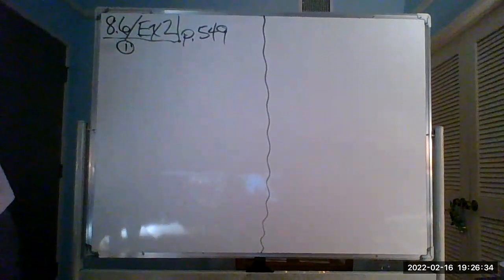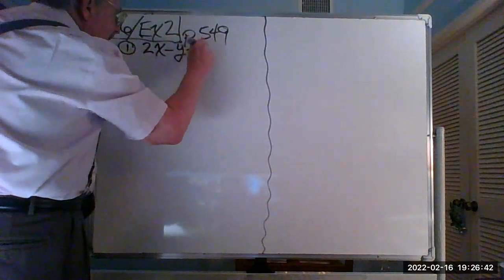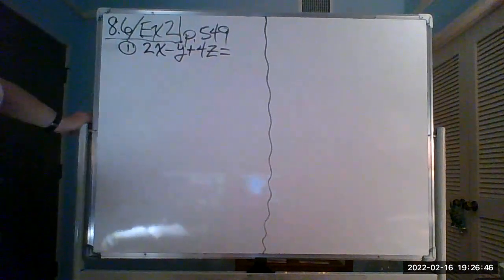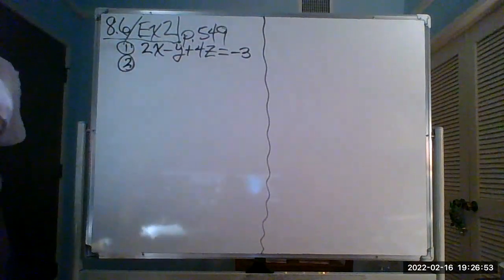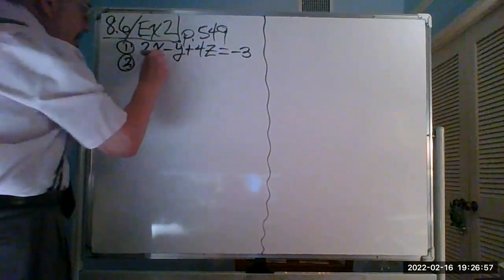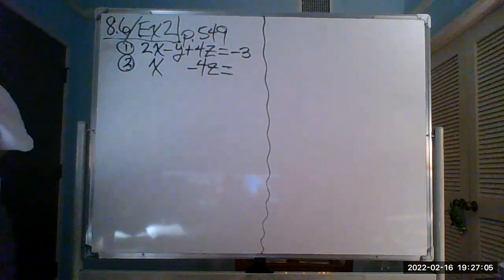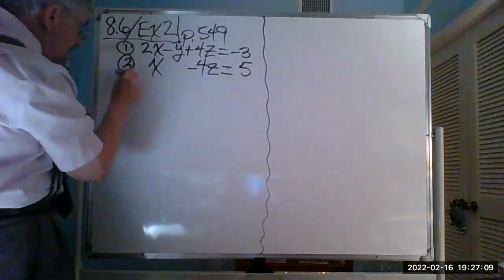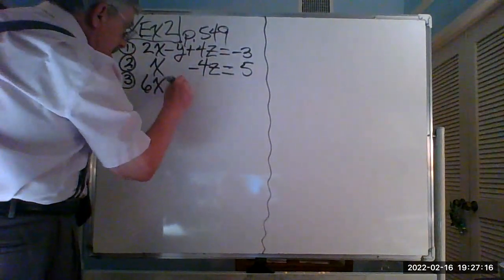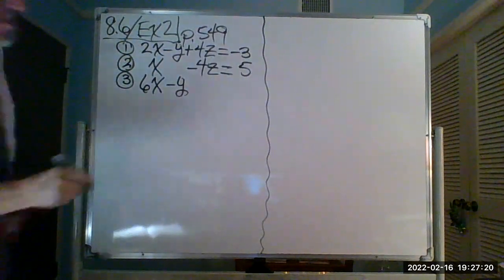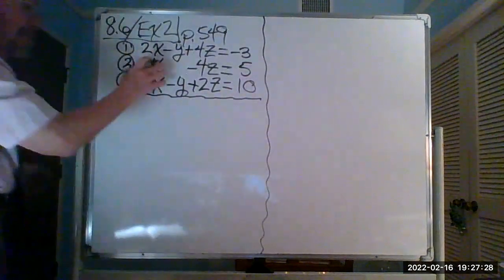So for equation 1, I have 2x minus y plus 4z equals negative 3. Then equation 2, I got a missing term, so I got x minus 4z. But notice once again, I'm lining stuff up, so I'll just leave a hole there, is equal to 5. Then 3, we have 6x minus y plus 2z equals 10.